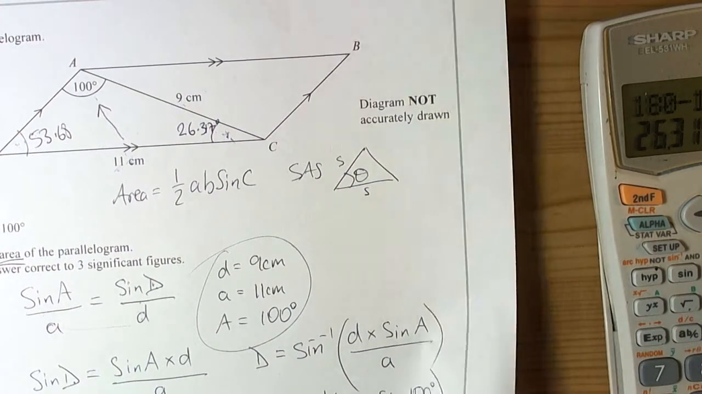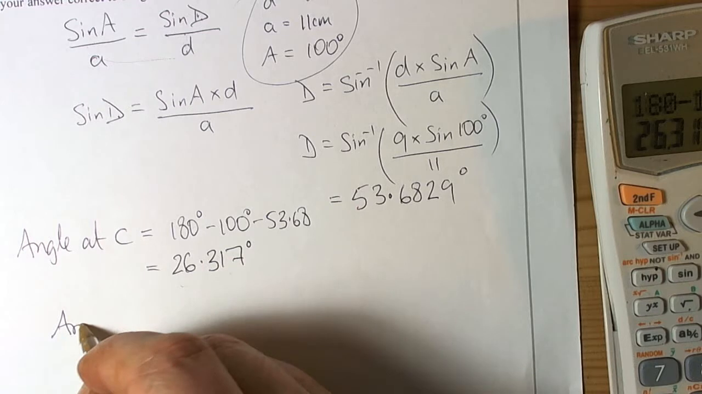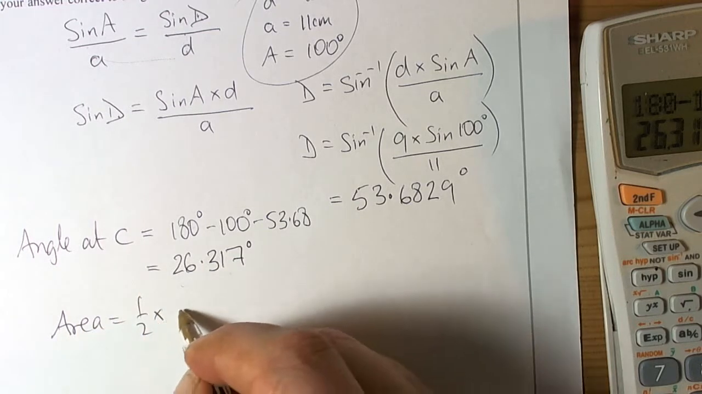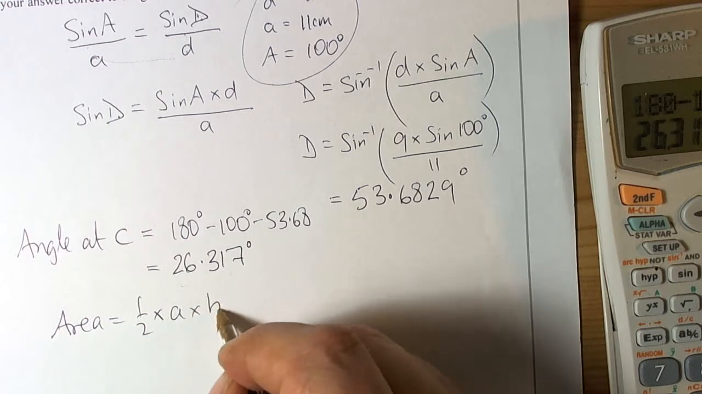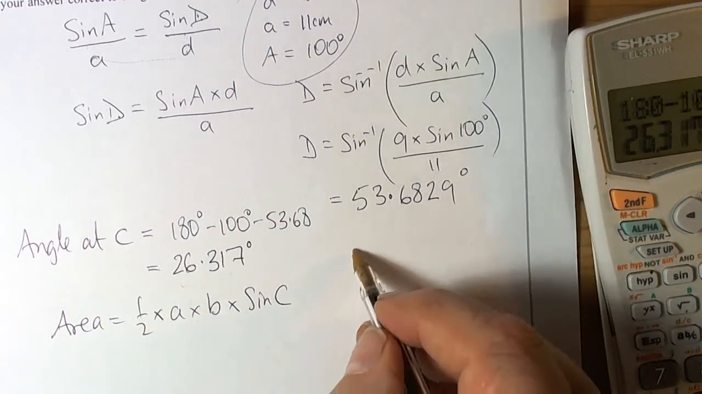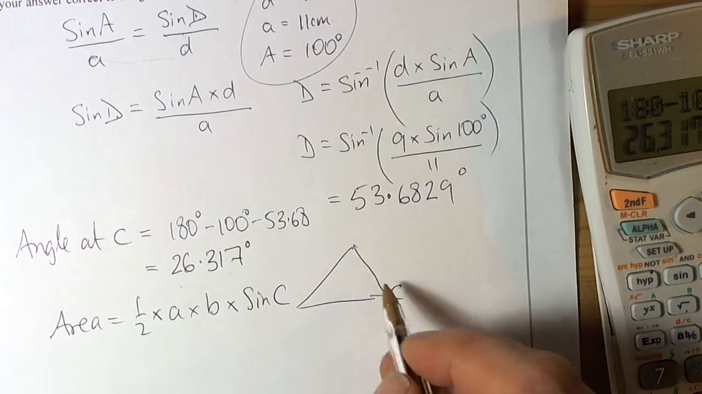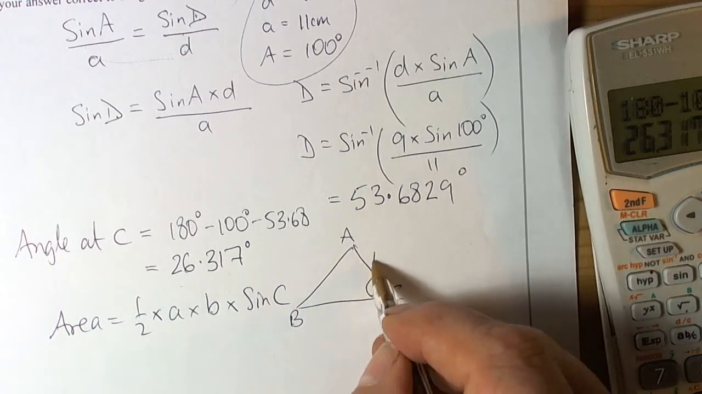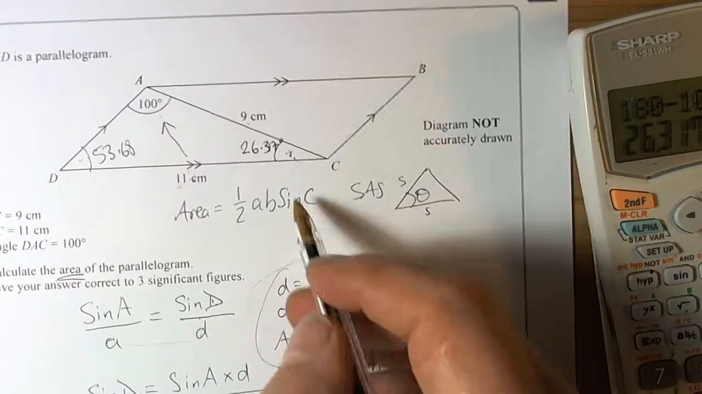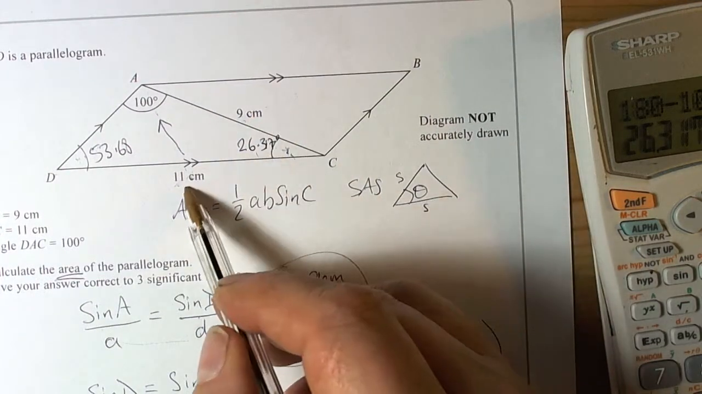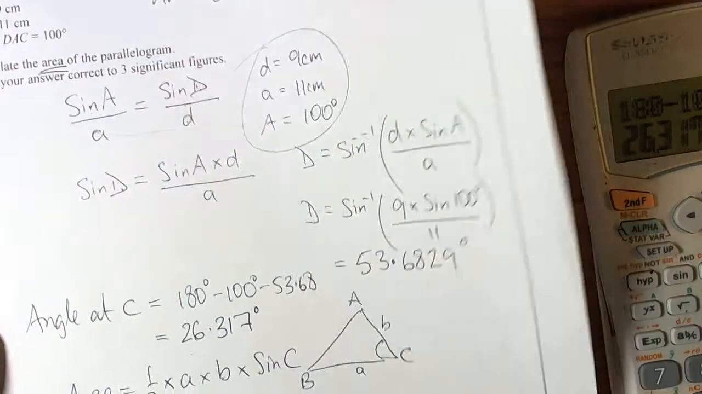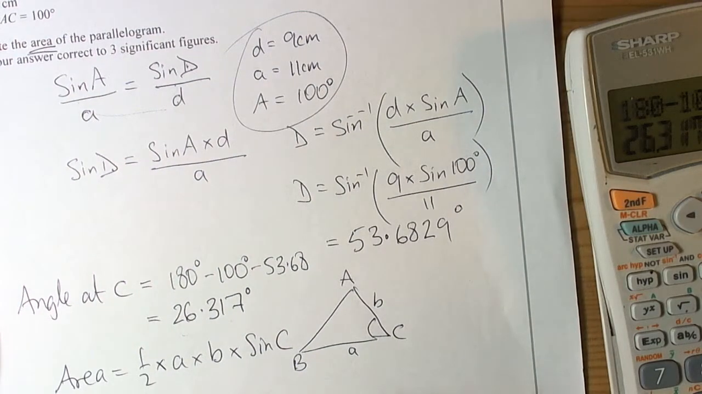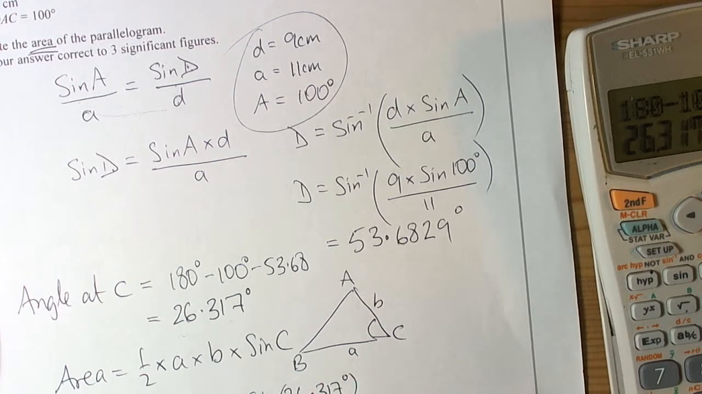Now the formula for the area of a triangle says that we take half times the length of A times the length of B times the sine of C, when we've got a side angle side triangle, where that would be C, that would be the angle, this would be A and B, so this would be little b and this would be little a. Now when we look at this, we're going to use side angle side, so we're going to use 9, 11 and 26.3. So for us it's going to be a half times 9 times 11 times the sine of the angle between those two numbers, which we worked out to be 26.317 degrees.